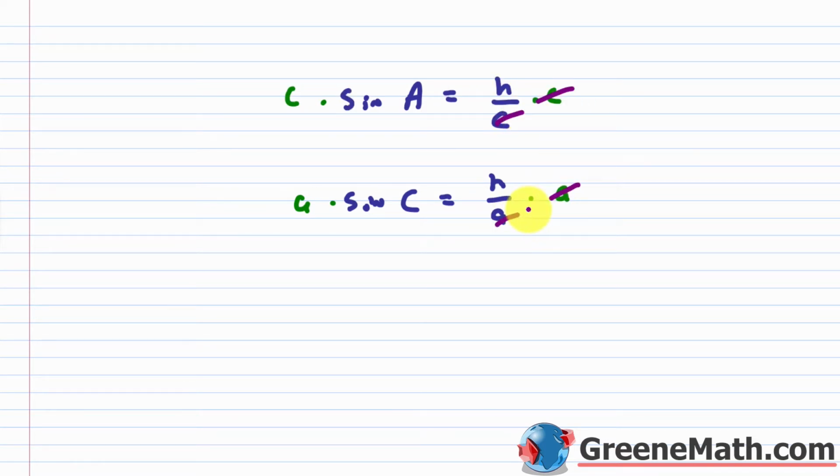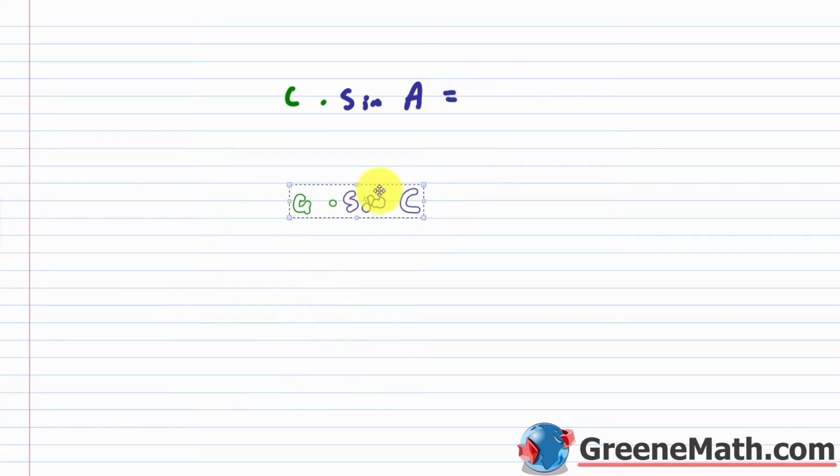And this over here is going to cancel. So really, I can just erase this and say that H here is equal to C times the sine of A, and H here is equal to A times the sine of C. Since each one is set equal to H, I can set them equal to each other legally. I'll put this over here to match the convention in the book.